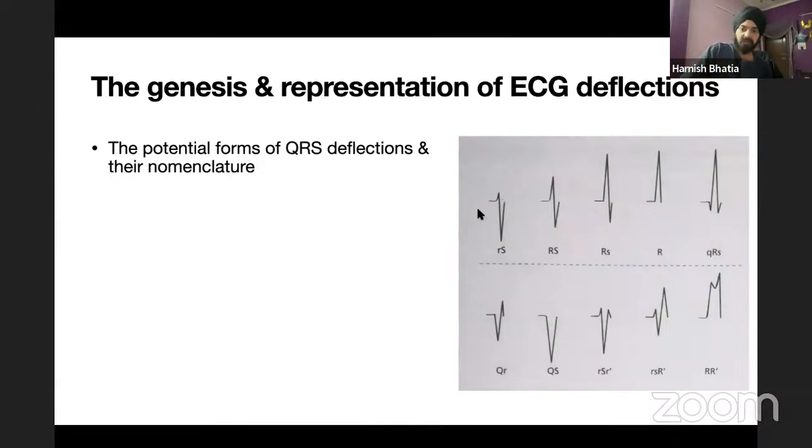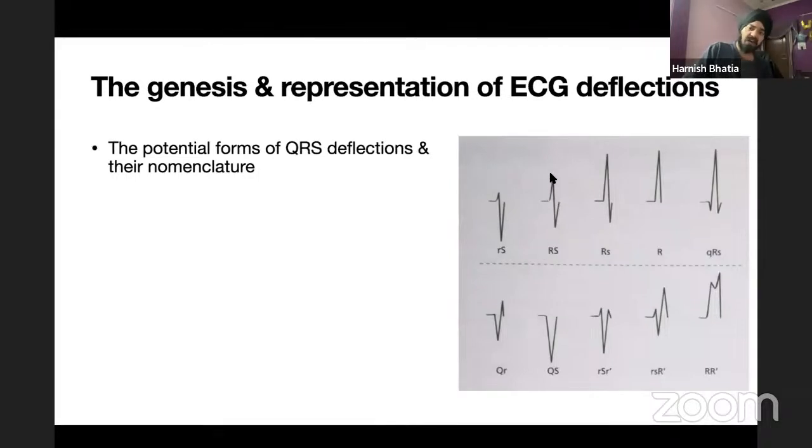So in this particular QRS complex, there is no first negative wave, so there is no Q wave here. There is directly a positive deflection, which is small. And then there is a huge negative deflection. So this positive deflection is the R wave. This huge negative deflection is the S wave. And that is why this complex is denoted as small r capital S. So this is an RS complex.